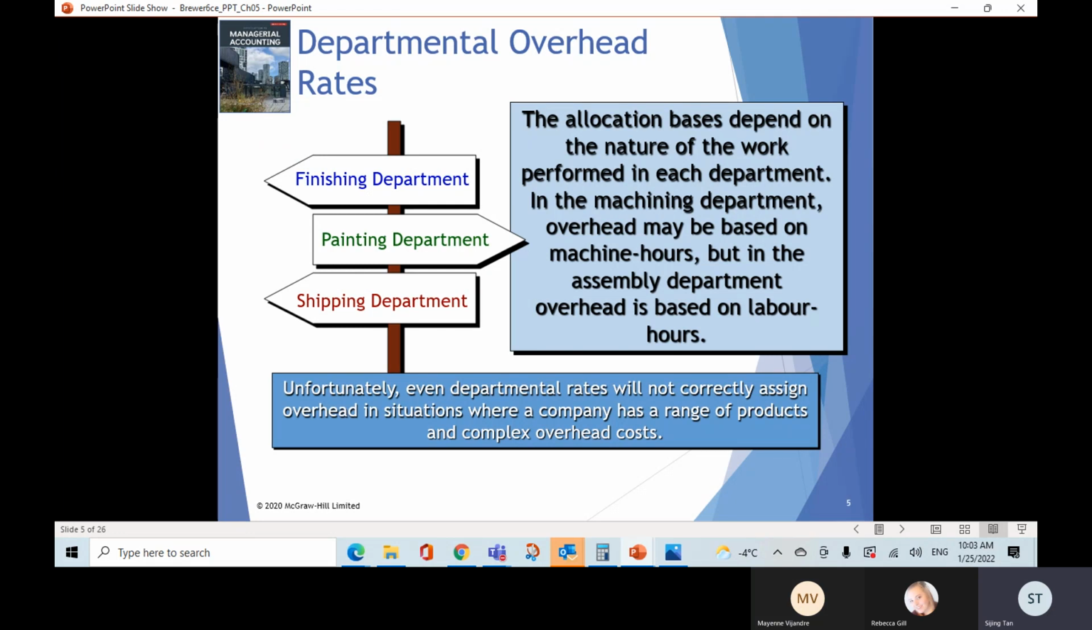The departmental overhead rate will not correctly assign overhead cost in situations where a company has a range of products and complex overhead costs. This is because the departmental approach relies exclusively on volume-related allocation bases. Some overhead costs may be caused by factors that are not related to the volume of production. So an approach such as activity-based costing is required to account for these other factors.